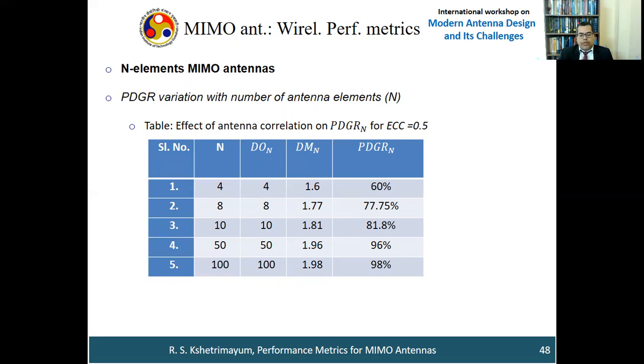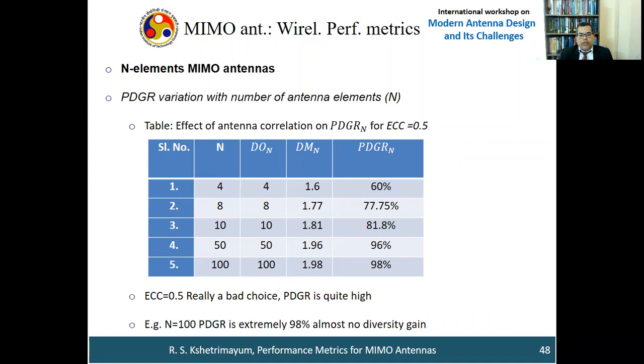This is very high. So ECC value of 0.5 is no longer acceptable when you have 4 antennas. Similarly, if you go for 100 antennas, it's around 98%. It is almost close to 100%. So there is no kind of diversity gain when you are having a MIMO antenna with ECC value of 0.5 for 100 element MIMO antennas. There is no diversity gain. It's almost equivalent to that of the SISO system. So when the antenna number grows, the ECC value should be reduced.